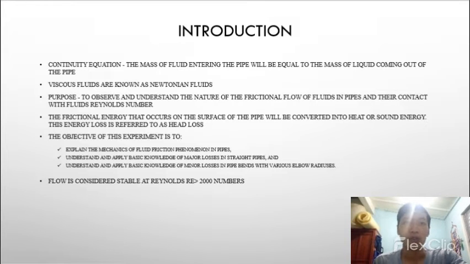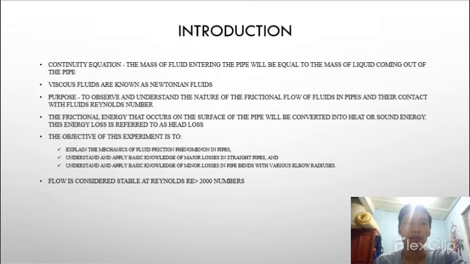When fluid flows through a pipe, the frictional energy that occurs on the surface of the pipe will be converted into heat or sound energy. This energy loss is referred to as head loss, obtained using the Bernoulli principle. Head loss can be classified as major head loss or minor head loss. Minor head loss is energy loss due to fittings such as bends and valves found in the system, and major head loss is energy loss due to frictional resistance acting against fluid flow.